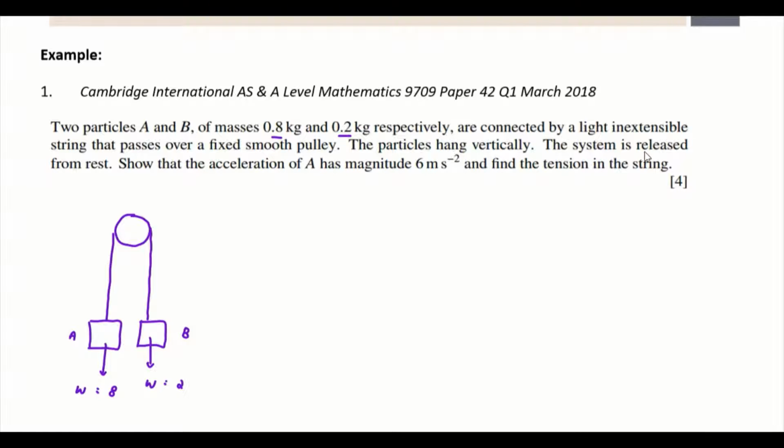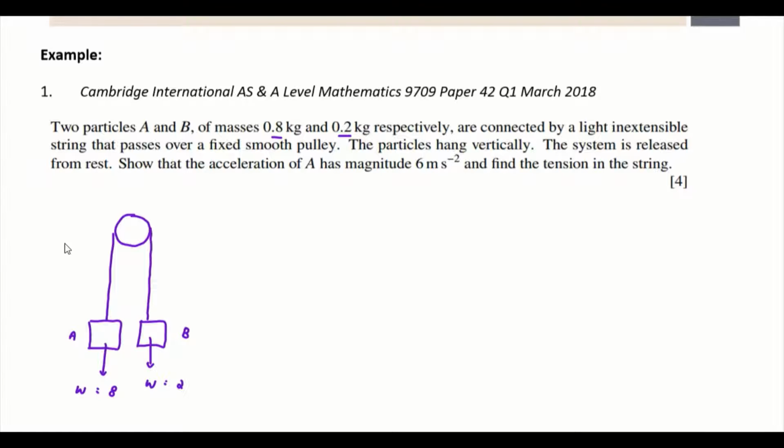All right, so the system is released from rest. The question tells us that for particle A and B, both of them have an initial velocity of 0. Show that the acceleration of A has magnitude of 6 meter per second square and find the tension in the string. You realize that in this kind of questions, normally the two things they ask are the acceleration and also the tension. You'll see over the other questions as well, the same element that they try to ask.